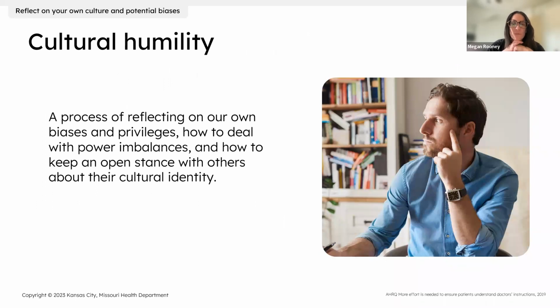A big piece of reflecting on your own culture is this idea of cultural humility. This is a process that's not an endpoint. You're not going to reach the point where you can say, I am culturally humble. It's dynamic. We are in certain situations and at certain times in our life, and sometimes we're less. But it's the process of reflecting on our own bias, our own privilege, how to deal with power imbalances, how to keep an open stance with others about their cultural identity. So it's really complex, but it's a process of learning and a process of practice.